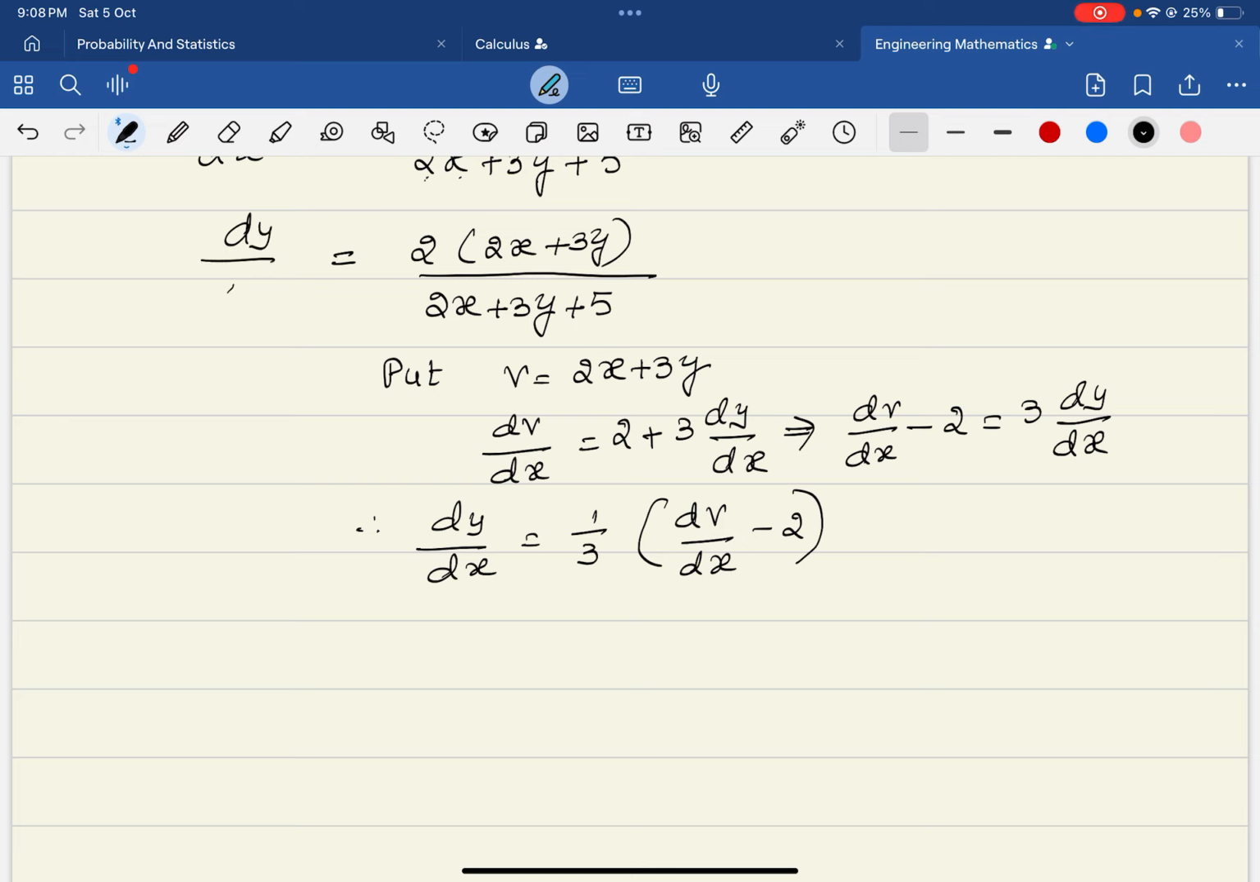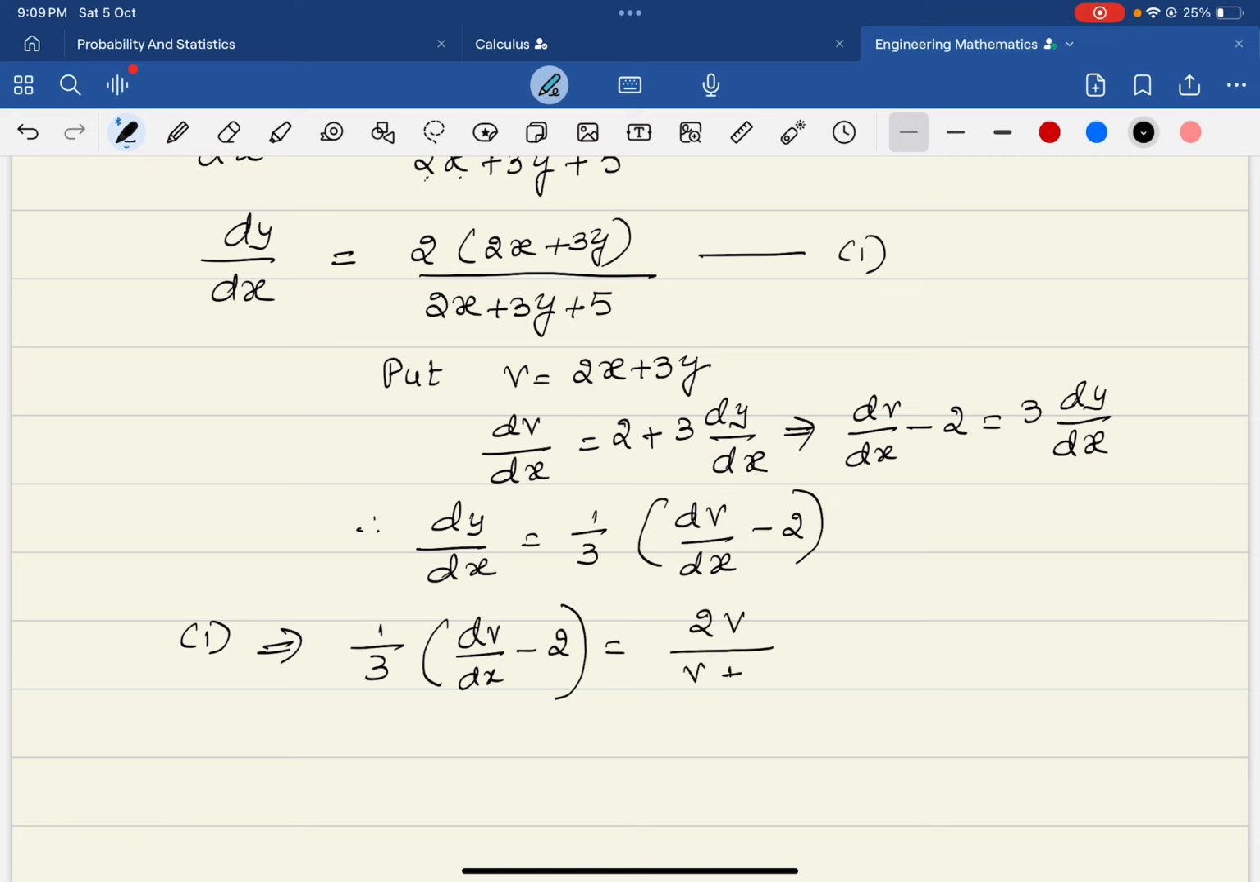Let us now call this dy by dx as equation 1. So, now what does this equation 1 imply? You are going to write dy by dx will be replaced by this, and 2x plus 3y will be replaced by v. So, now it is 1 over 3 times of dv by dx minus 2 is equal to 2v by v plus 5. Right.